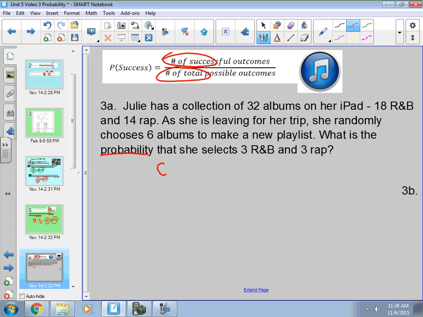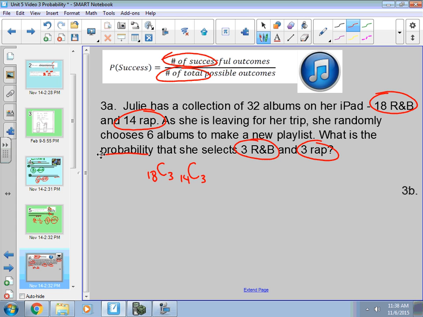Okay, now let's start with R&B. We want to select 3 R&B albums. What we need to know is how many total R&B albums there are that we're selecting these 3 from. If we go back, it looks like there's 18 to choose from. So we've got 18 choose 3. Okay, but we also need to choose 3 rap albums, and it says there's 14 total of those.